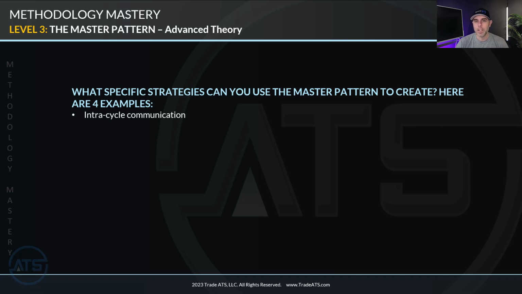Number 1 is intra-cycle communication. This is going to be a really interesting one. Number 2 is spotting efficient versus inefficient markets, which is really at the core of our methodology. Number 3 is order block projections. This one's really cool. You're not going to want to miss that one. And then number 4 is multi-leg expansion. These are 4 of the most predominant features that we've noticed in working with the master pattern methodology for so many years. So I think you're going to find these very helpful.